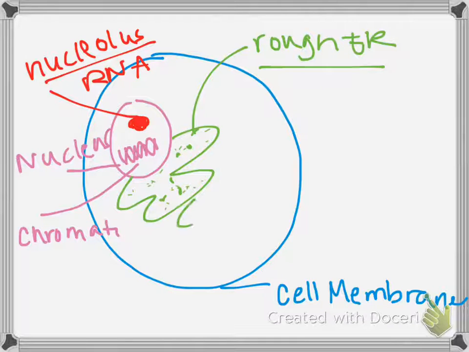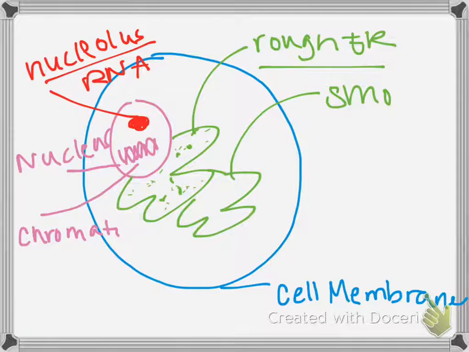Okay, the smooth ER, which is the same thing but right outside it. What's the difference in the smooth and the rough? One transports proteins out of the cell. Smooth ER doesn't have the ribosomes attached. Look at my picture. It's like, oh, that's easy. Smooth ER doesn't have it attached.